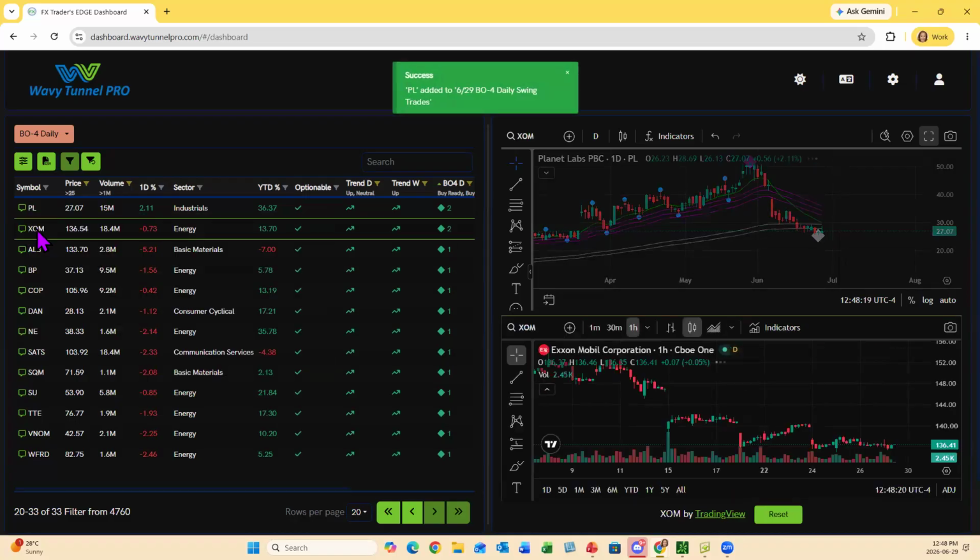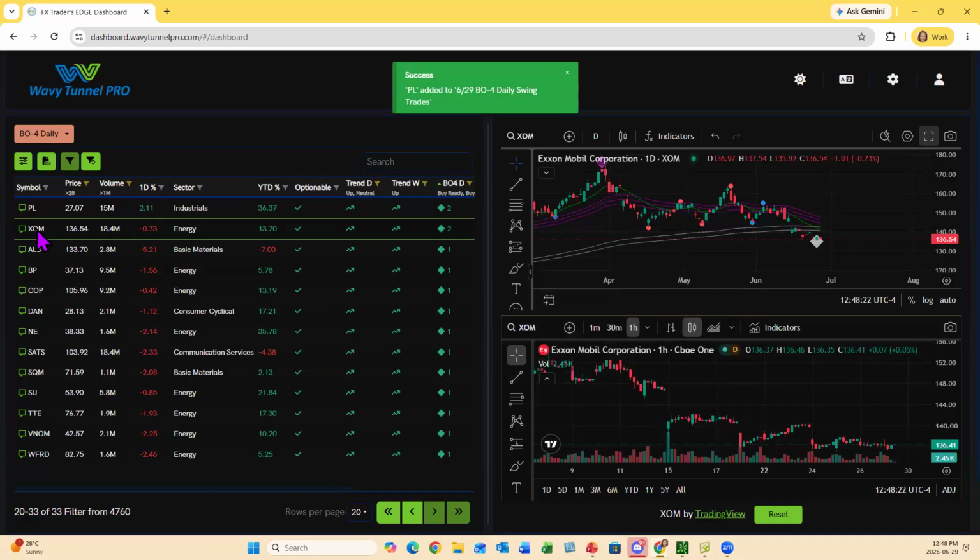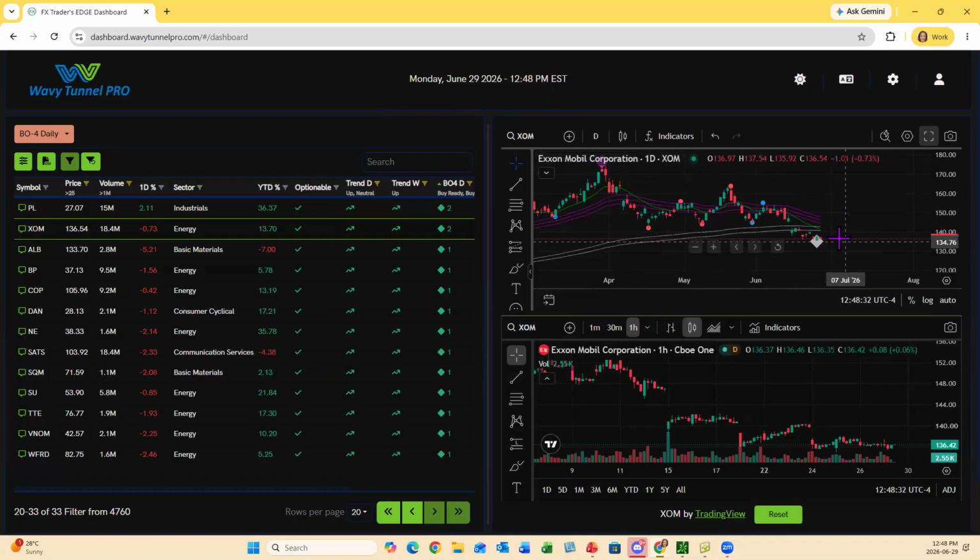XOM is up 13.70% for the year. We're trading at 136.41, so we're trading basically at the close. This is a nice ABC move down. This could be okay for a bull call spread. I'd like to see us move up a little bit and close above the filter.